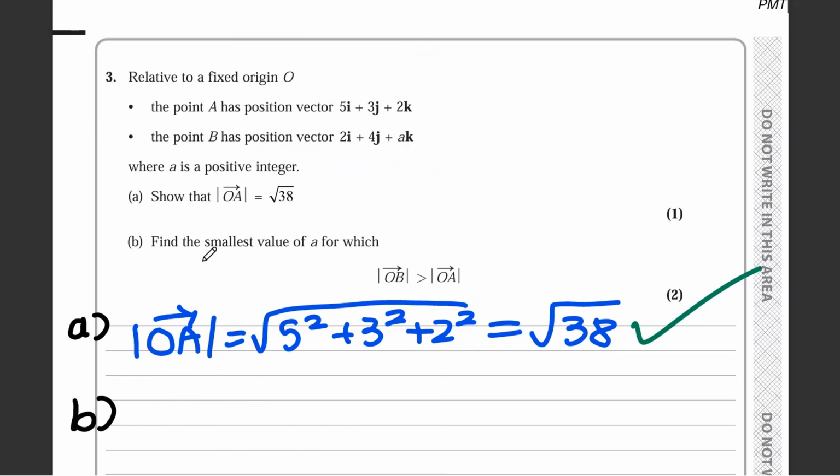Okay, and then for part B, we need to find the smallest value of A for which the magnitude of OB is bigger than the magnitude of OA, and this is worth 2 marks. Now, in part A, we figured out the magnitude of OA is equal to root 38.